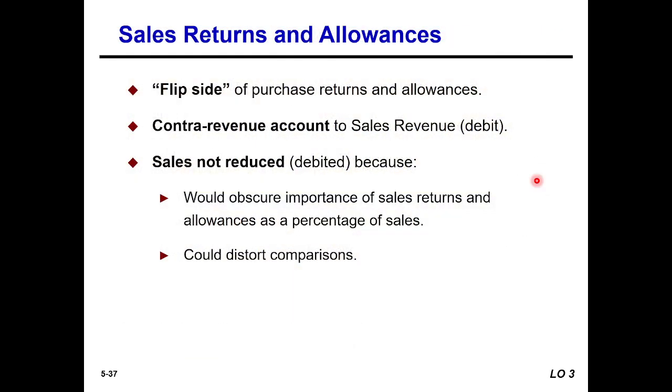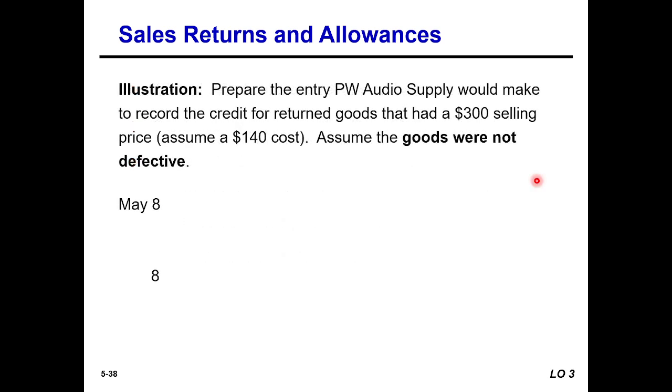Next, sales returns and allowances. This is the flip side, vice versa, of purchase returns and allowances. It is a contra revenue account to sales revenue, so it must be sales returns and allowances. Sales is not debited directly because that would obscure the importance of sales returns and allowances as a percentage of sales, or could distort comparisons.